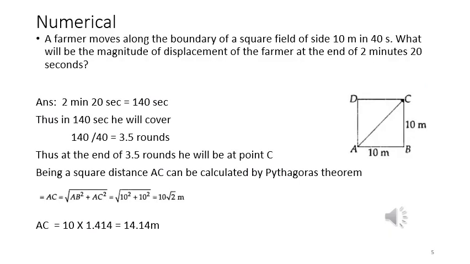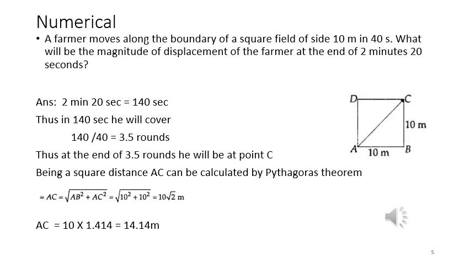Let's now look at a numerical which is based on the concept of distance and displacement. A farmer moves along the boundary of a square field of side 10 meters in 40 seconds. Which means he is moving along a square boundary where every side is 10 meters and the time taken to complete that side is 40 seconds. What will be the magnitude of displacement of the farmer at the end of 2 minutes 20 seconds?